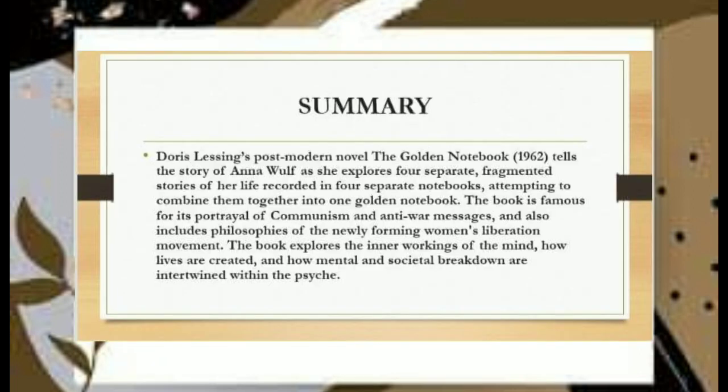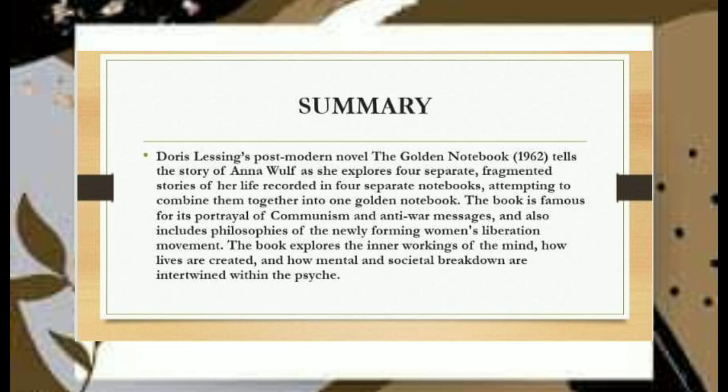Doris Lessing's postmodern novel, The Golden Notebook, published in 1962, tells the story of Anna Wolfe as she explores 4 separate, fragmented stories of her life recorded in 4 separate notebooks, attempting to combine them together into one golden notebook. The book is famous for its portrayal of communism and anti-war messages, and also includes philosophies of the newly forming women's liberation movement. The book explores the inner workings of the mind, how lives are created, and how mental and societal breakdown are intertwined within the psyche.